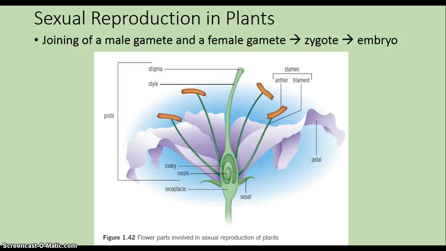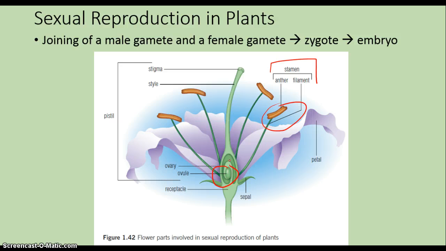Here we have a diagram of a flower going over its sexual reproduction parts. Pollen contains the male sex cells, and this is found in the stamen. So these two pieces are the male reproductive parts. Ovules contain the female gametes, right here, and are found in the pistil.